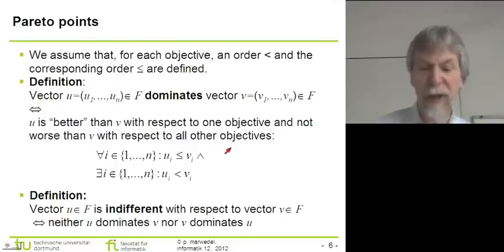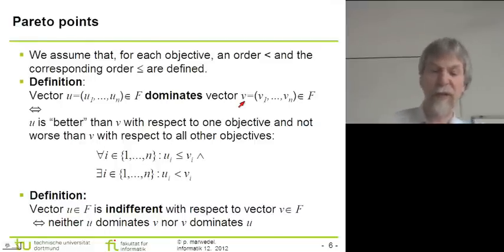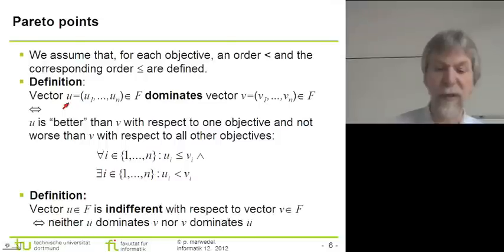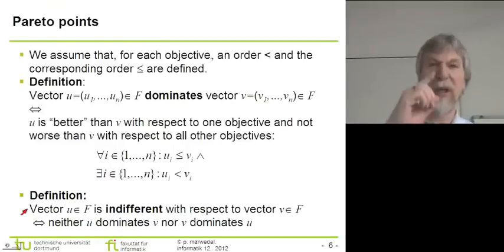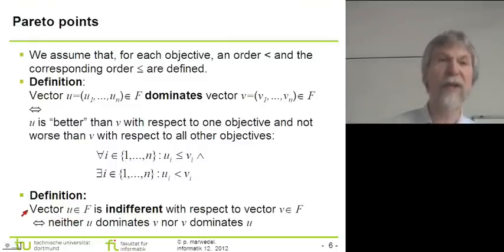Now, it could happen that the vector v that we're comparing ourselves to is actually a vector that is dominating this other vector u, and it could happen that neither of the two is the case. If neither of the two is the case, then we are calling this an indifferent situation because there might be one objective with respect to which one design is superior, and there may be another objective with respect to which the other design is superior. If that happens, then we are calling these corresponding result vectors to be indifferent.